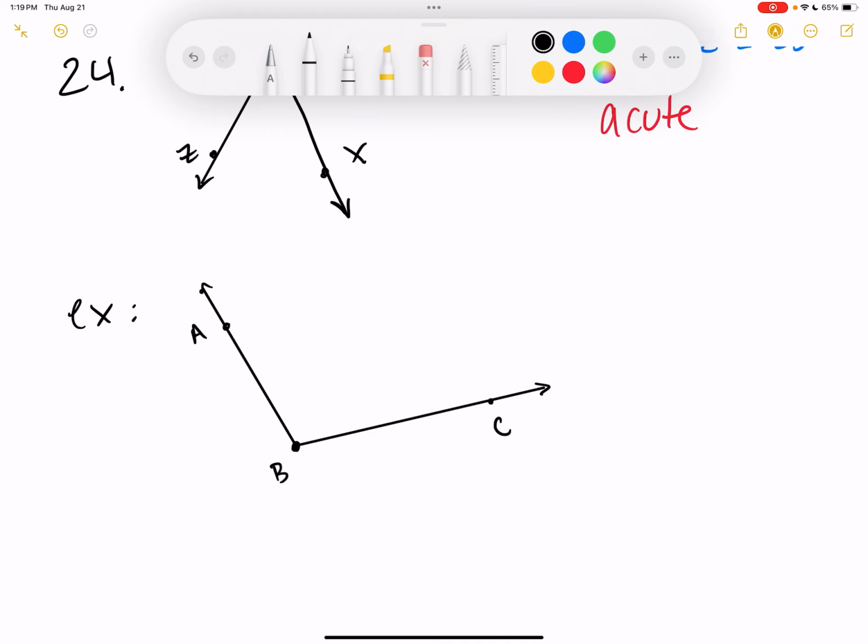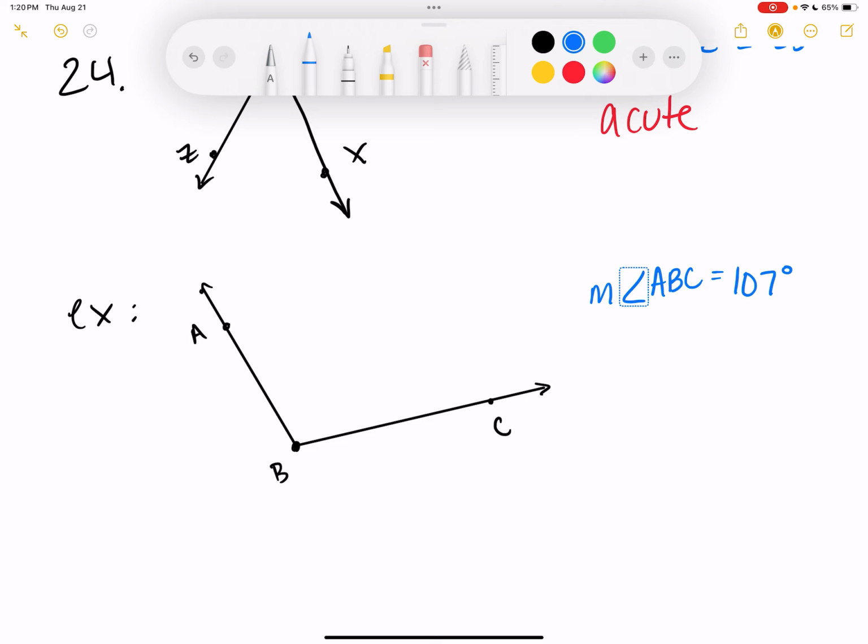So it looks like it's just less than 110. I'd say it's like 106 degrees for mine. Yours obviously might be different. So the measure of angle ABC, I could call it CBA, whatever you want to call it. Well, within reason, there's 3 options. Would be 107 degrees.